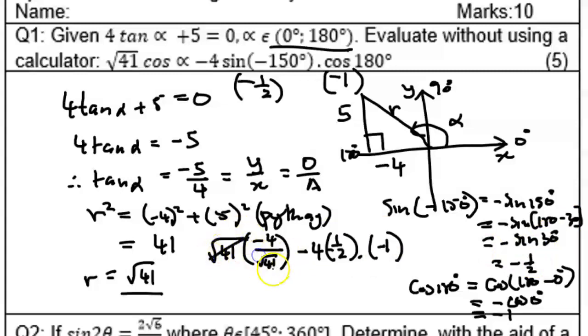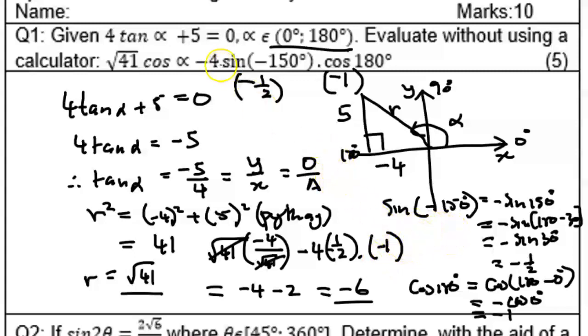As you can see, guys, root 41 cancels, which is now going to leave me with the following, which is minus 4, and that's going to be minus times minus times minus, which is going to be minus 2. All agree? Minus times minus is plus, plus times minus is minus, 4 times half is 2, half times 2 times 1 is 2. Therefore, I'm going to be left with negative 6. Okay, so the final answer there will be minus 6. Okay, and I hope that explanation does it for you.